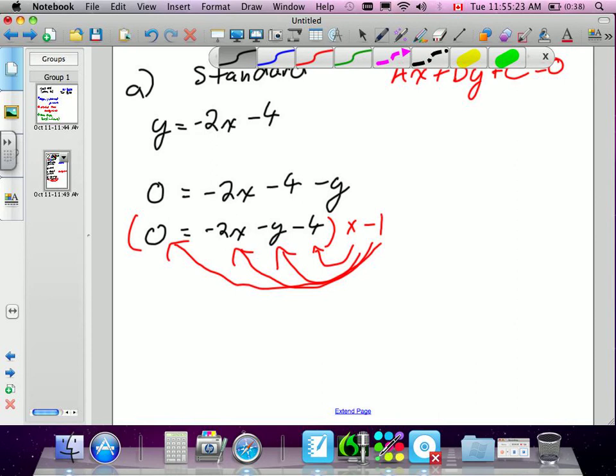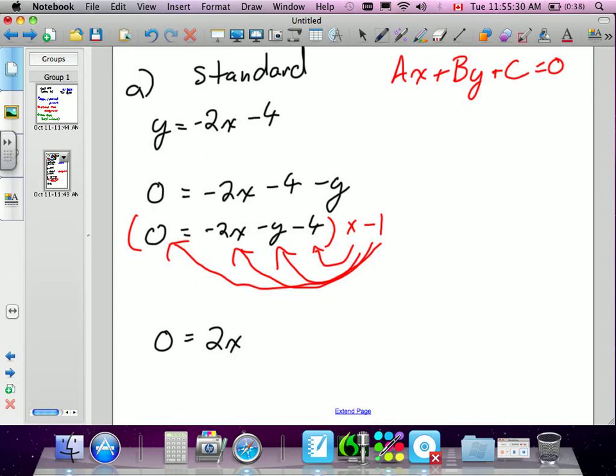Negative 2x times negative 1. Negative y times negative 1 plus y. And negative 4 times negative 1 plus 4. So it's pretty much the exact same equation, except all the signs have changed. And in this one, our leading coefficient 2 is positive, which is what I want for standard form. I want our leading coefficient to be positive.